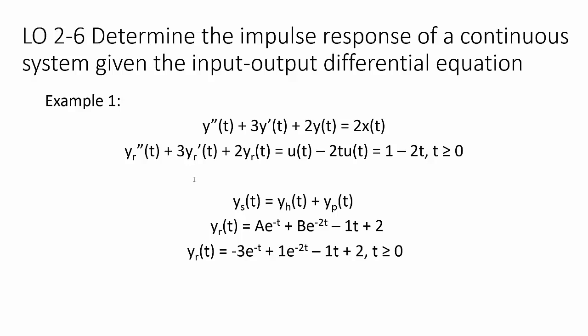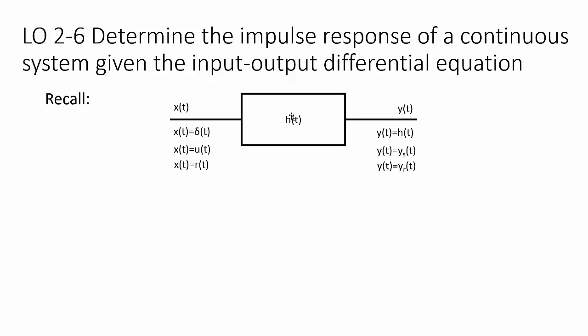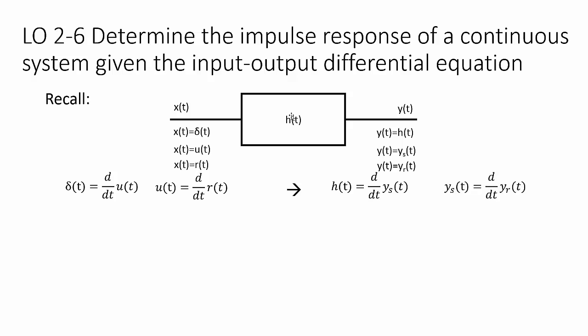We now substitute those values into our ramp response. We've now solved for our ramp response. Well, remember, we're not looking for the ramp response, we're looking for the impulse response. So just like before, our impulse was the derivative of our step, therefore our impulse response is the derivative of our step response. Now, our step is the derivative of our ramp, so our step response is the derivative of our ramp response. We go from a ramp response to a step response. We go from our step response to our impulse response.